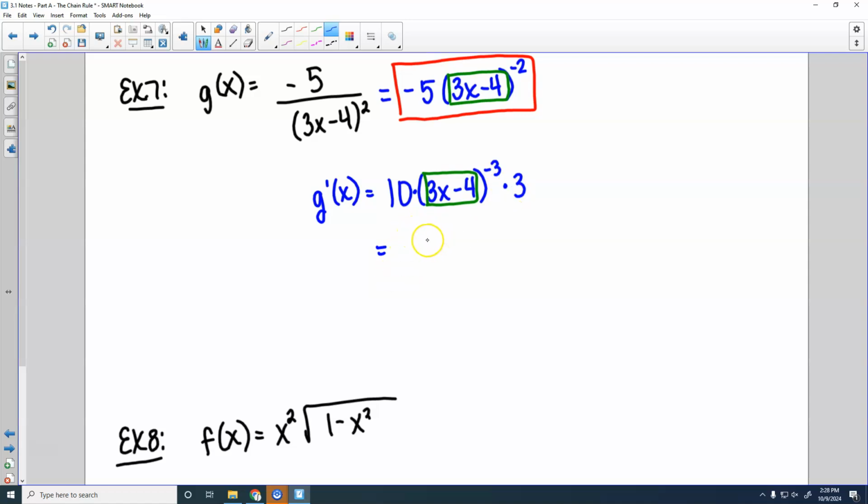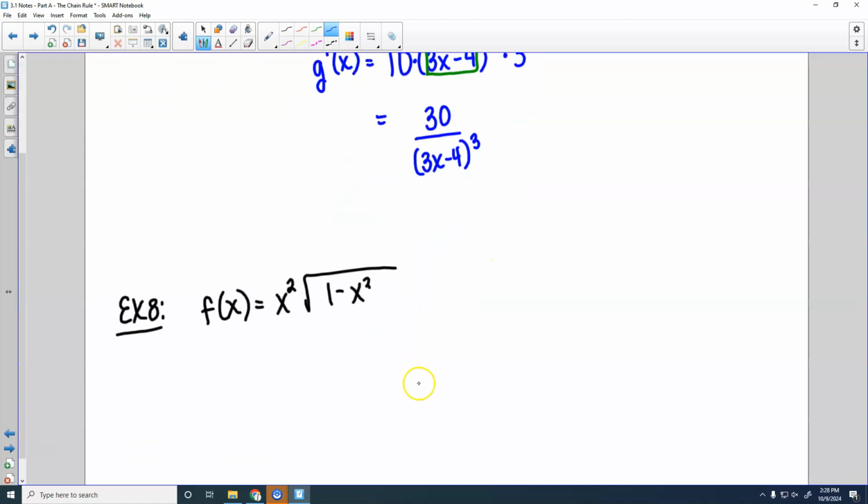So you can do 10 times 3, which will give you 30. And you're going to send that negative exponent back down to the bottom. So they'll probably do 3x minus 4 to the positive 3. There's a chance they might leave negative exponents. It's hard to tell how they're going to leave it on the multiple choice question, but that's 3 right there. Now, 8 will be the most difficult one that we do today.